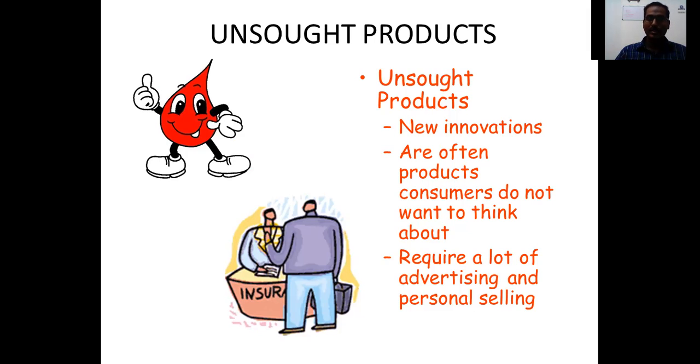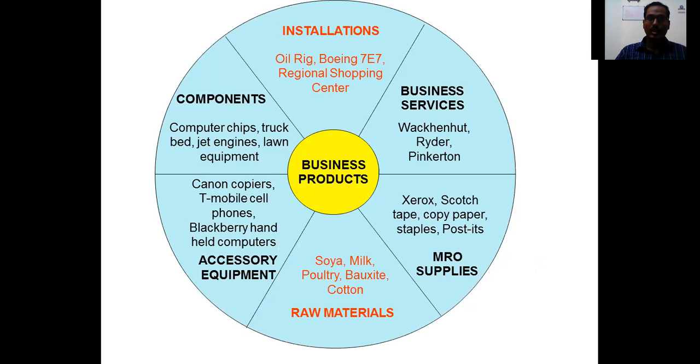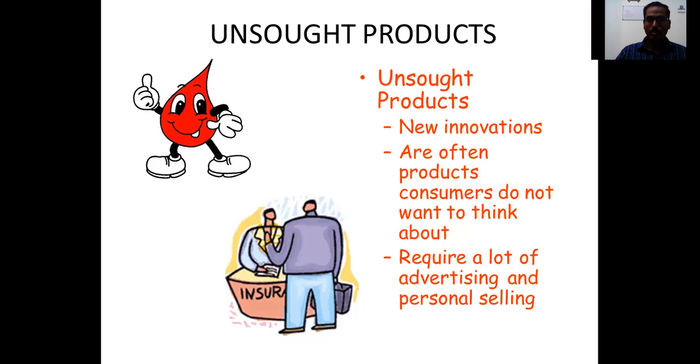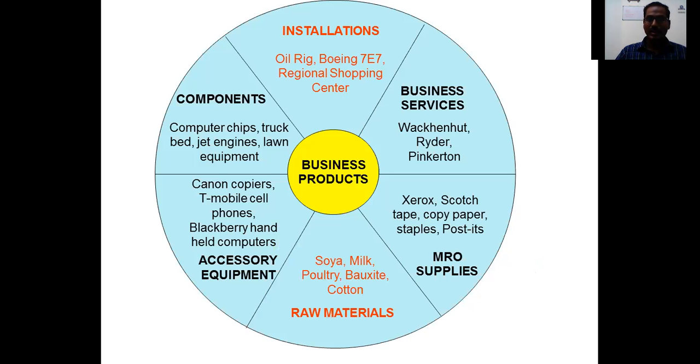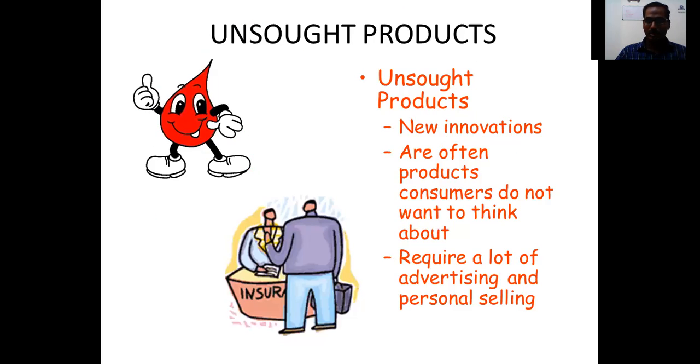So these are the four categories which come under the consumer goods. So that's all for today's class. In the next class we will discuss the industrial goods.